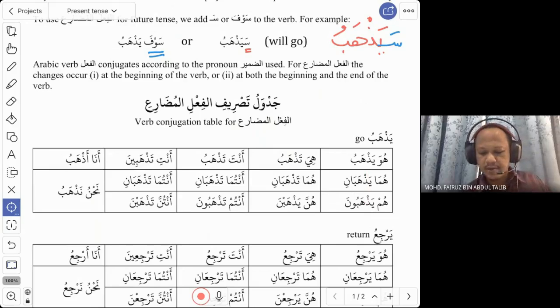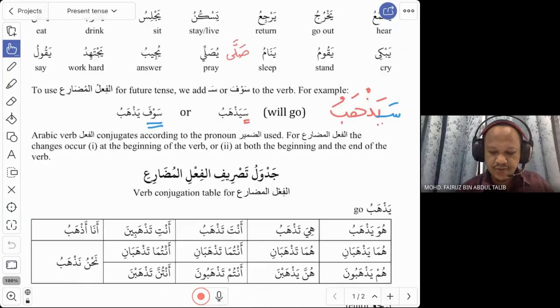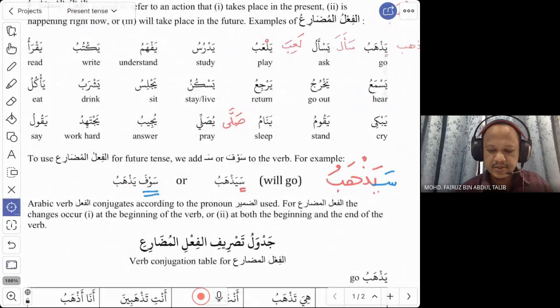Alright? Now, we look at the word yazhabu. Yazhabu, go, or is going. Or sayazhabu, yes, you can add sa as well. So for all these words, when they start with a ya, then the meaning is always for huwa. Okay? So for huwa, we say yazhabu. For all these words that we saw in the list, these are all for huwa.